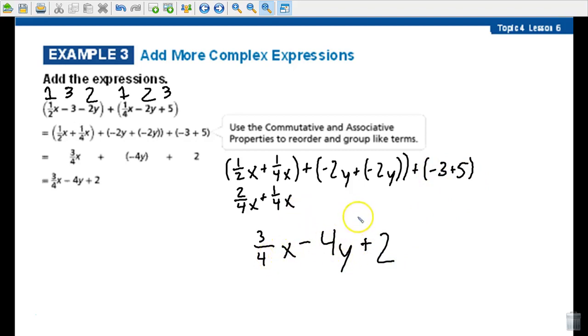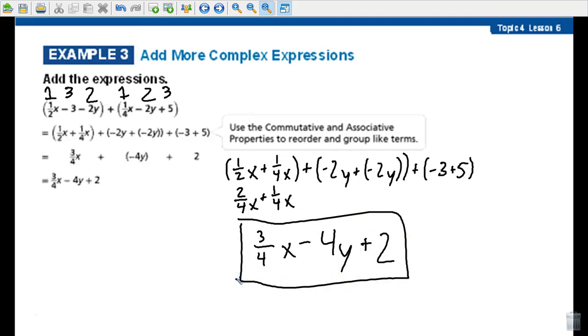X to the first power, y to the first power, constant. I have no like terms. This is it. I am done with this problem. Okay? Let's go back and work on the triads.